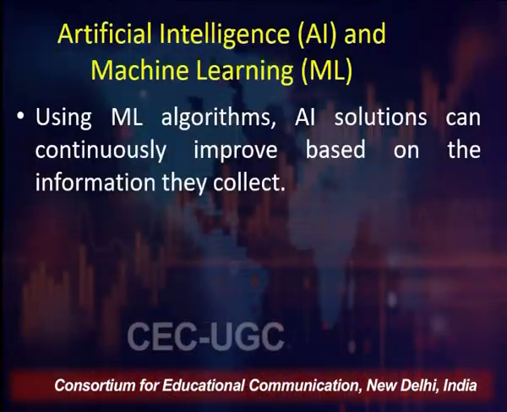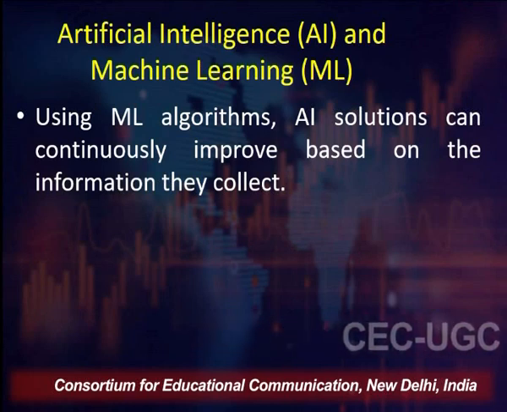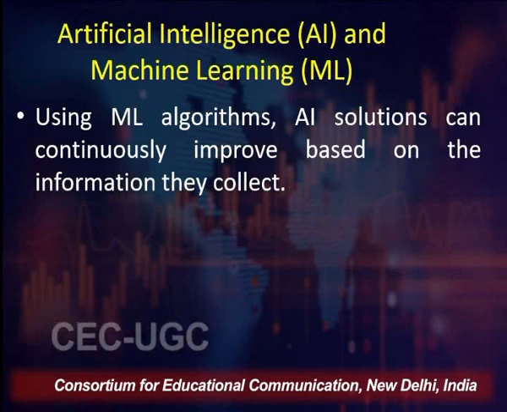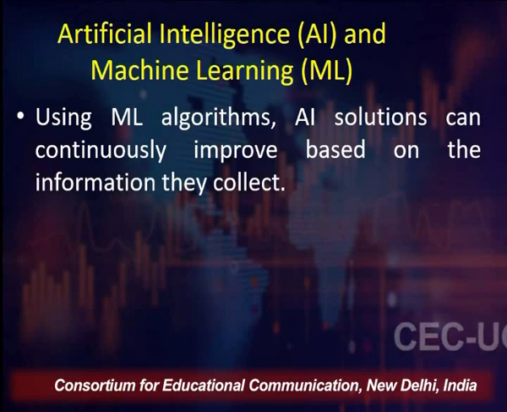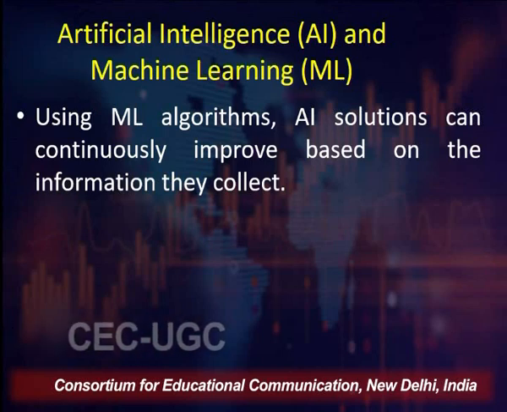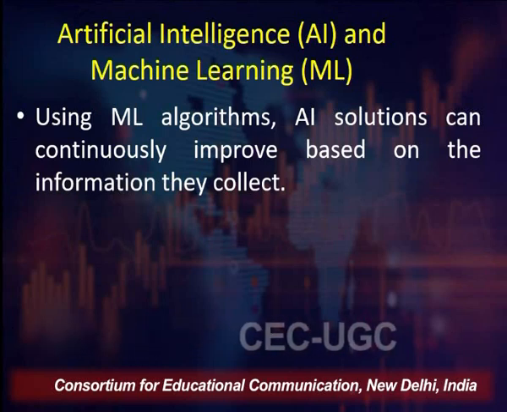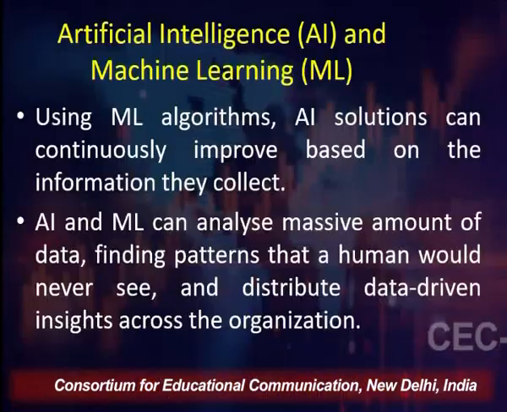Now coming to artificial intelligence and machine learning, what you call AI and ML. In machine learning, what we are doing, we are using algorithms. By using these ML algorithms, AI solutions can of course consistently and continuously improve based on the information they collect. So when we are using ML algorithms, AI solutions are improving our results. Whatever information we are collecting, it is giving us improved results, and they can analyze massive amounts of data.